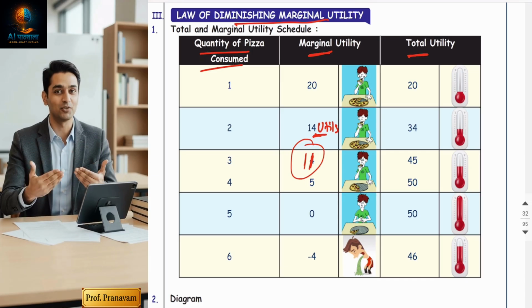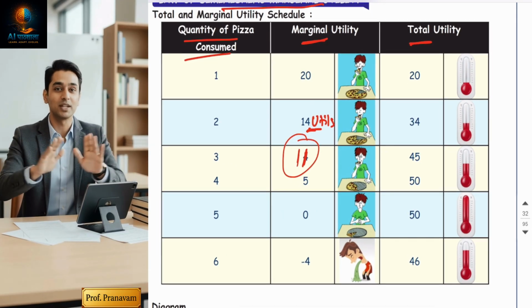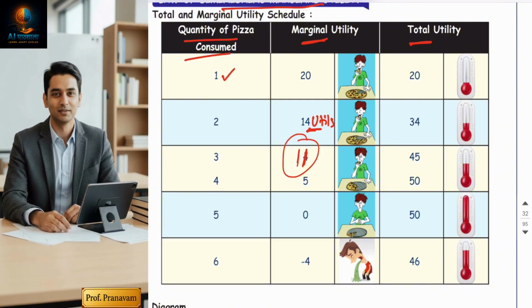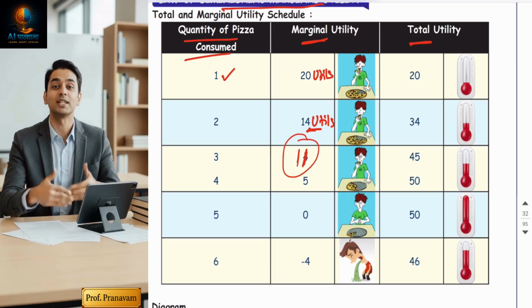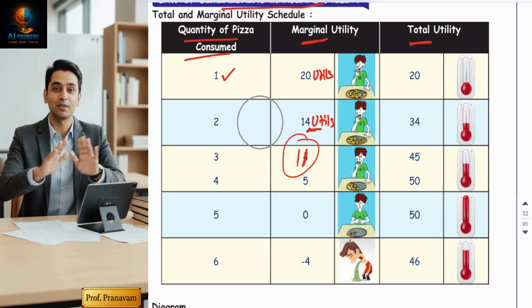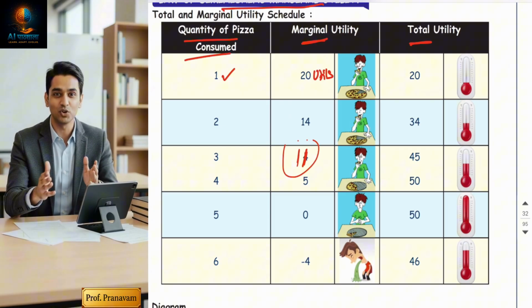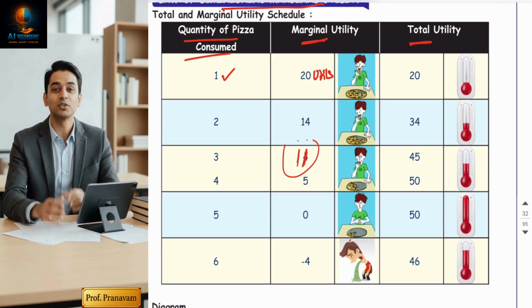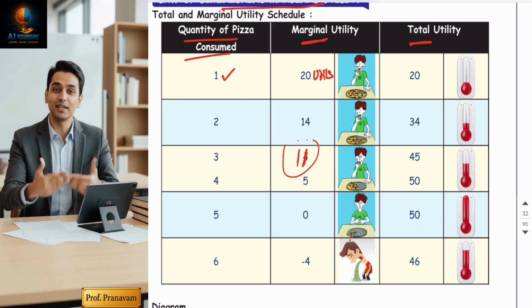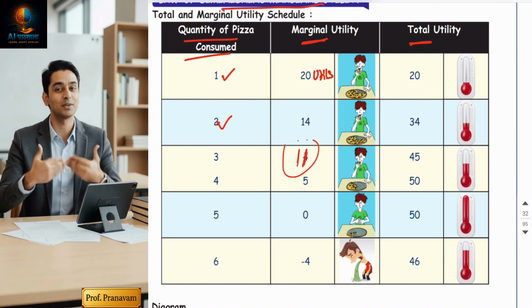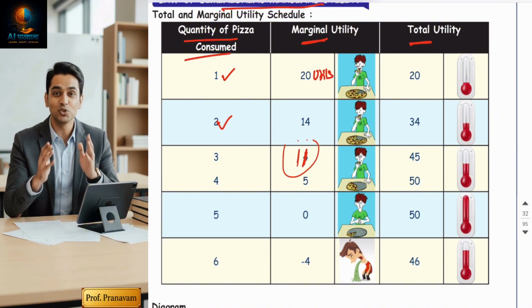This table wants to explain that when this child is consuming the first unit of pizza, the first slice of pizza, he gets a total of 20 utils of satisfaction, which is the highest possible. Economists want to say whenever you consume the first unit of a good, you get the maximum satisfaction. You enjoy it like anything. The second unit also is going to give you satisfaction, but lesser compared to the first one, that is 14 utils.